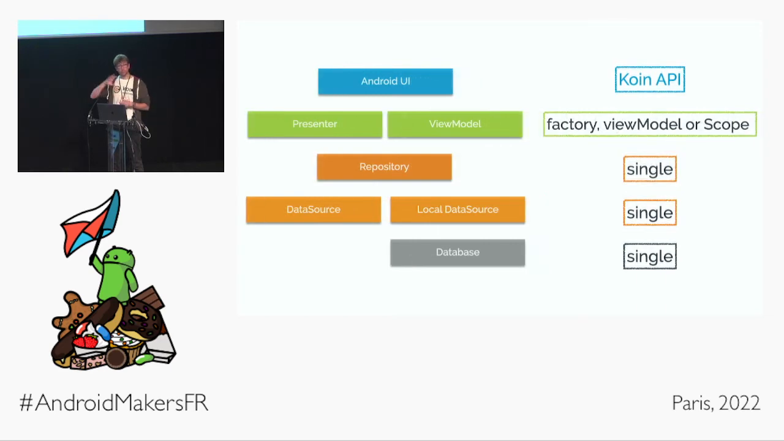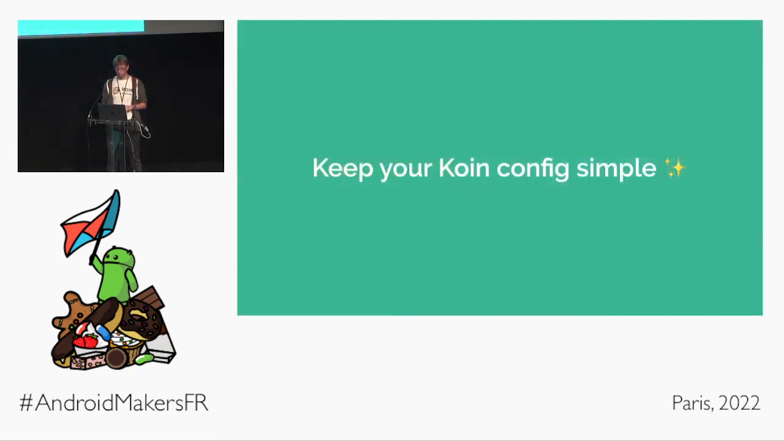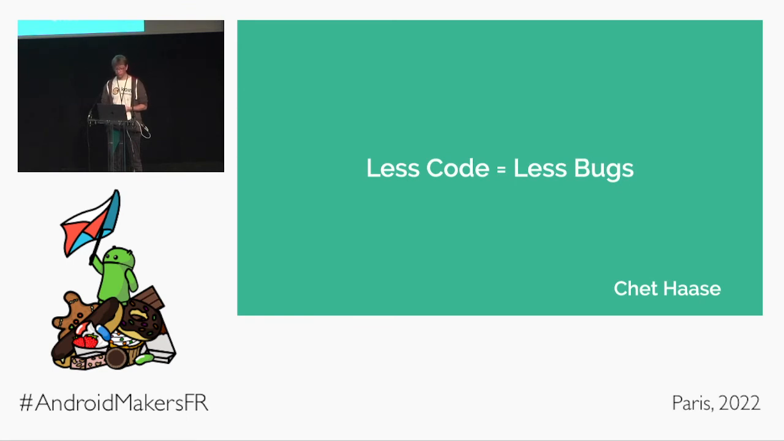The only added stuff here is, you see, on the logical layer, on the presentation layer, we can then have a factory view model or use a scope if you want to maintain your presentation layer in any other way than the factory of the view model. And that's it. Finally, the big picture that you have to keep in mind is this. If you are using the classical architecture, this is mainly the way that you are writing your application. My main advice is keep your config simple, because as Chet is saying, less code equals less bugs, clearly.